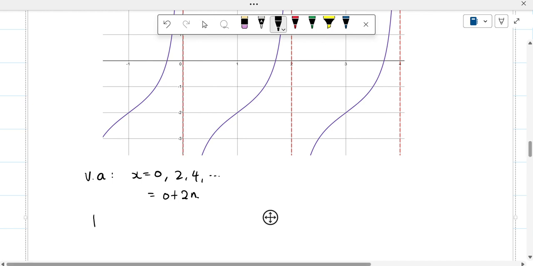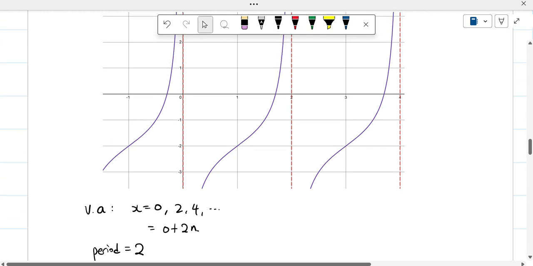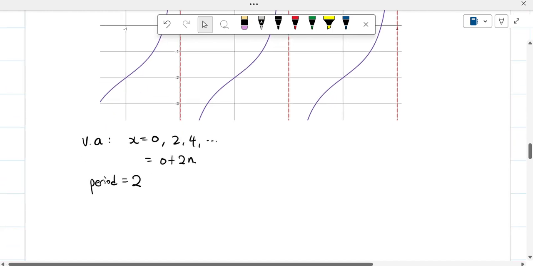Well, the first thing is that we know that the period is 2, because each wave happens every 2: 0 to 2, 2 to 4, and so on. So if my period is 2, what do I know about the b value? Remember that we said period is equal to pi over b. That's 2 is equal to pi over b, which means that b would be equal to pi over 2. So I found one value.